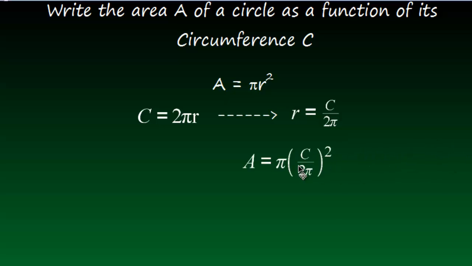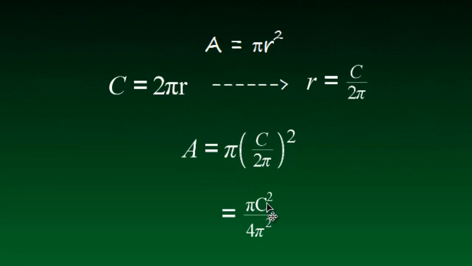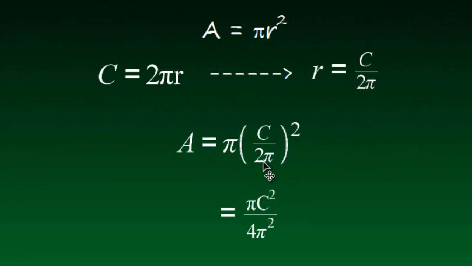So the area then is actually going to be pi, and then instead of r, I substitute in this c over 2 pi, so that becomes that. I can then simplify this equation further. I have this pi out here, I square the c, so that gives me c squared. I square the 2, that gives me the 4, and I square this pi here, that gives me the pi squared. I can then simplify this pi right here with this pi here, leaving me that.